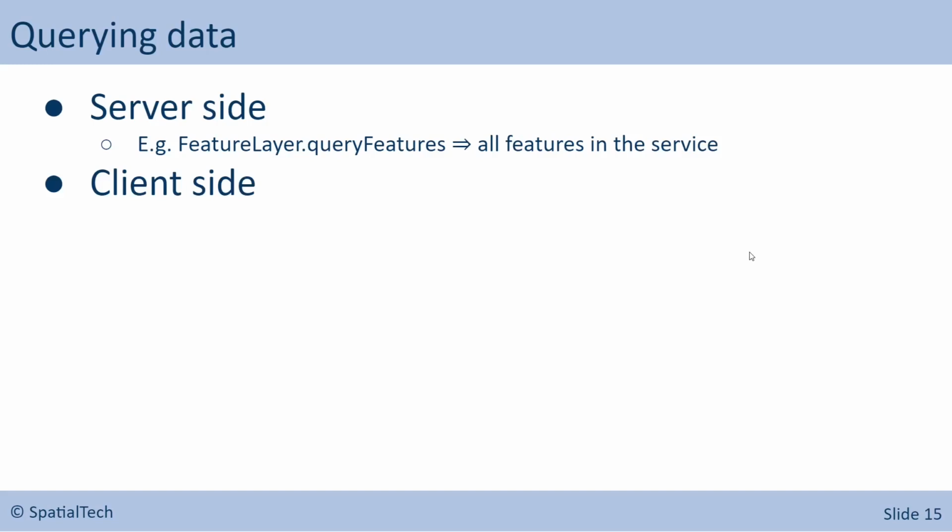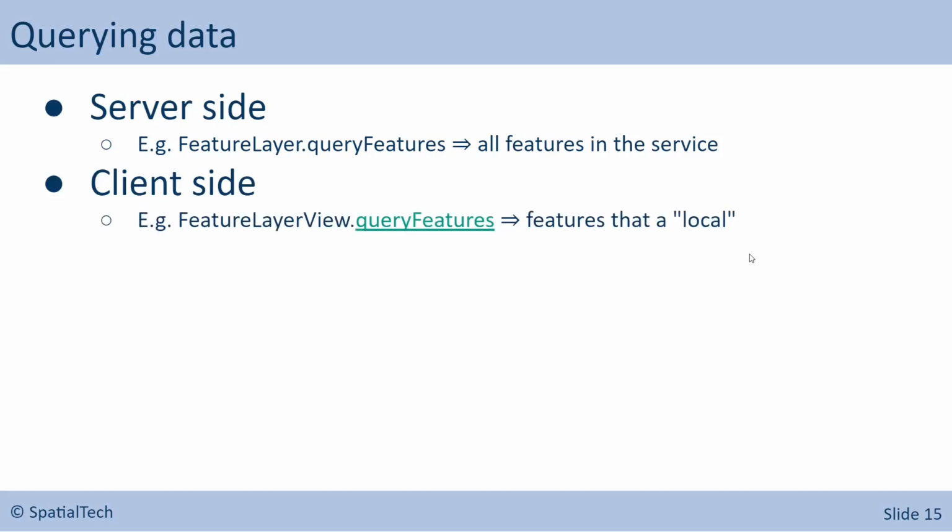Now, there is a concept of a client-side query, and that's where we go to the view, the layer view. The layer view has to support it, and the feature layer view does. So if we go feature layer view dot query features, then we get features that are local. Now this is going to take some fine-grained testing to see what's really happening, just because of the way the documentation is written on query features.